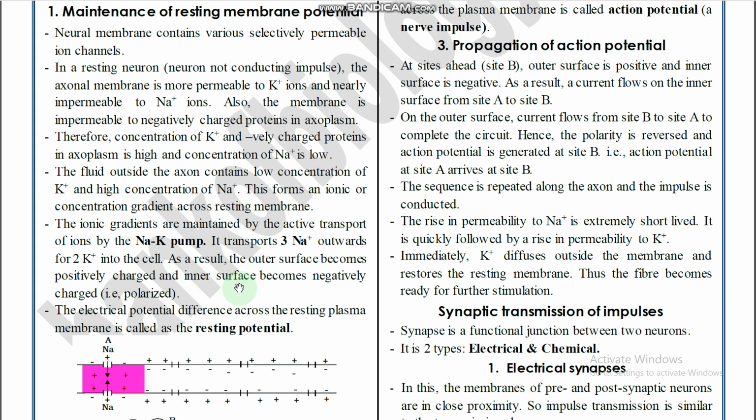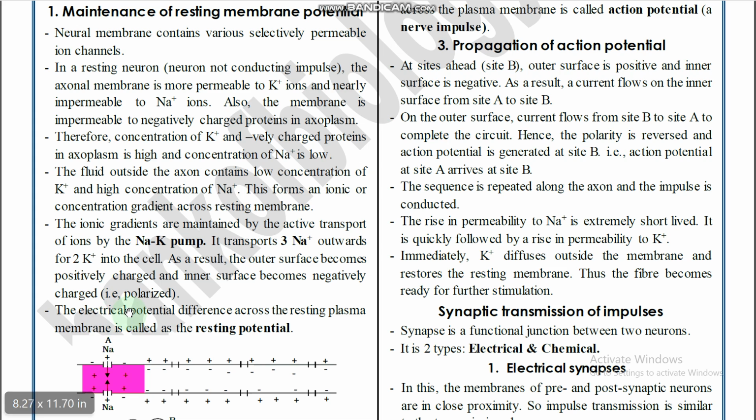So what happens? The inside surface becomes negatively charged. That condition is called polarization. So what is meant by polarization? At the resting stage, when the neuron is not conducting any type of impulse, the inner side of the axoplasm develops a negative charge. The development of this negative charge is called polarization.